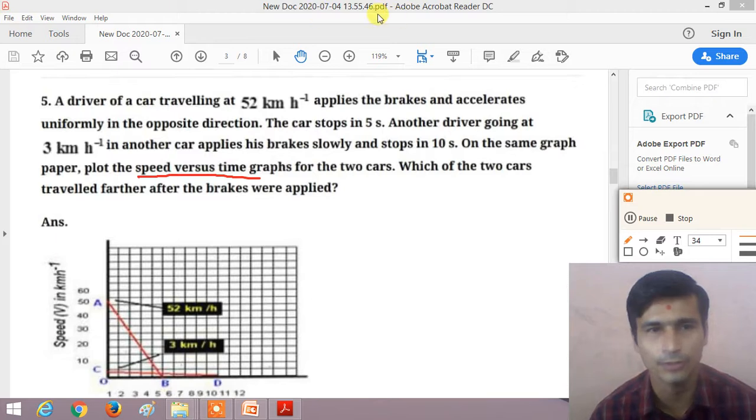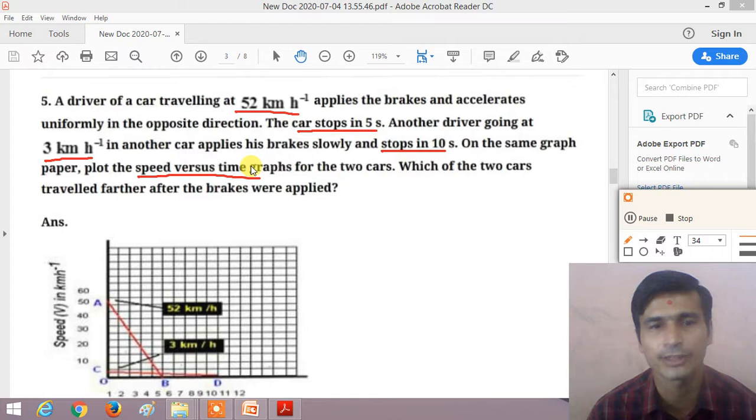So first of all, dear student, the first car has the initial speed 52 km per hour and the car will stop in 5 seconds. Initial speed of the second car is 3 km per hour and after 10 seconds the car will be stopped. Draw a plot of the speed versus time graph.